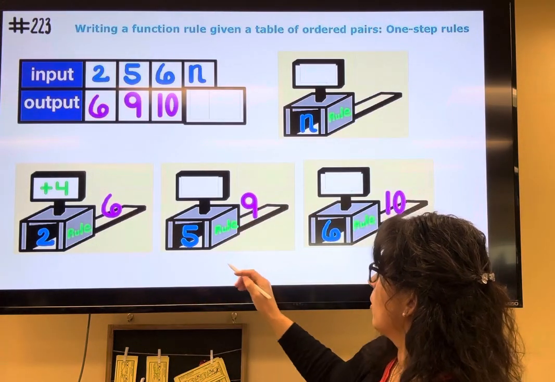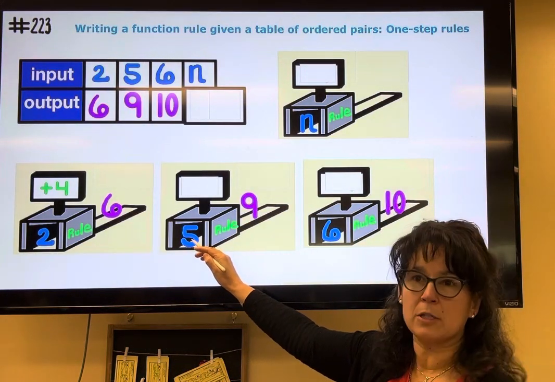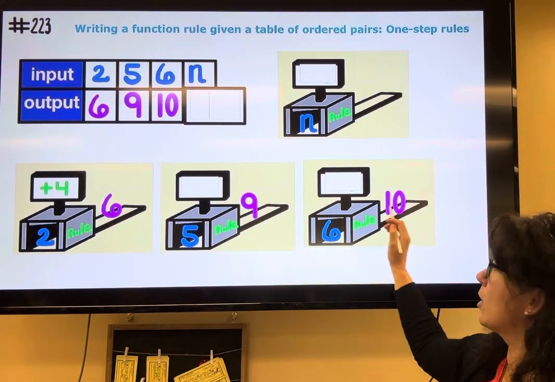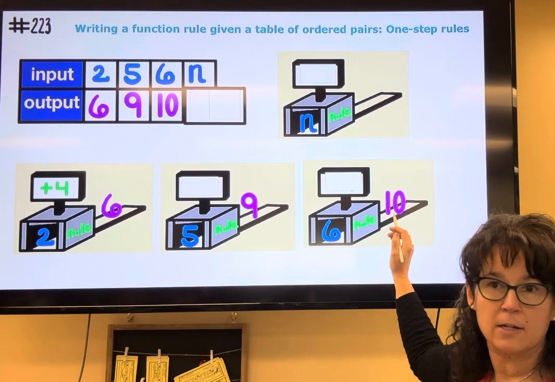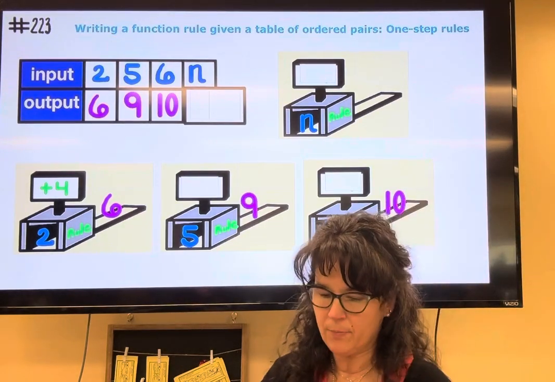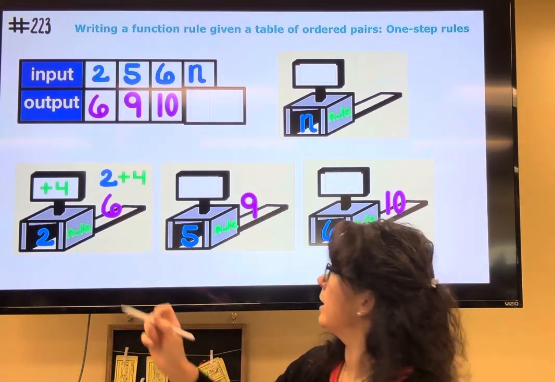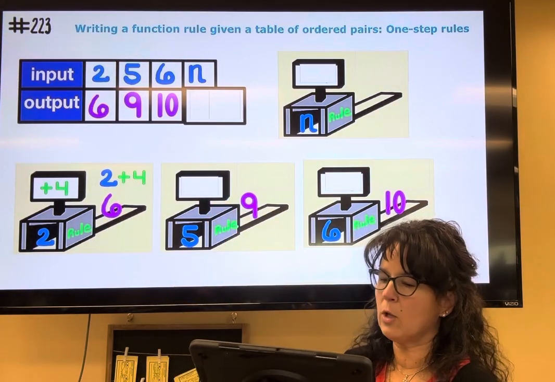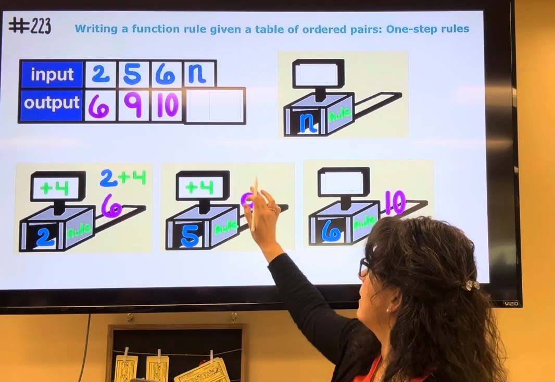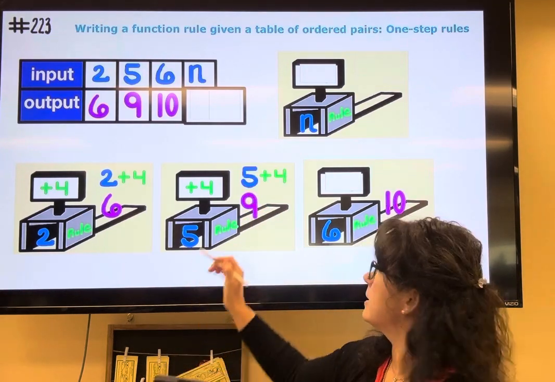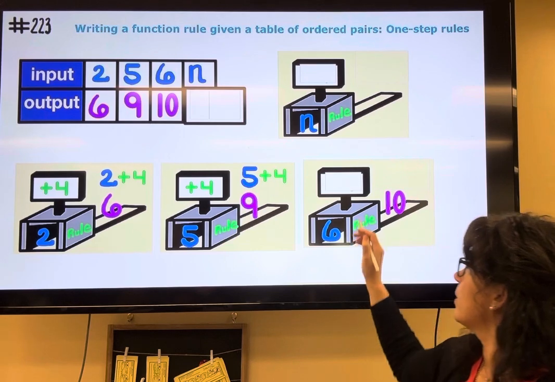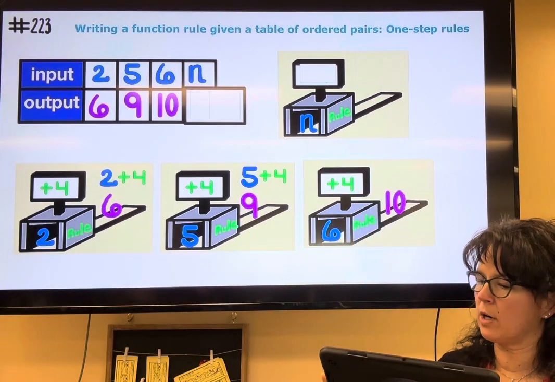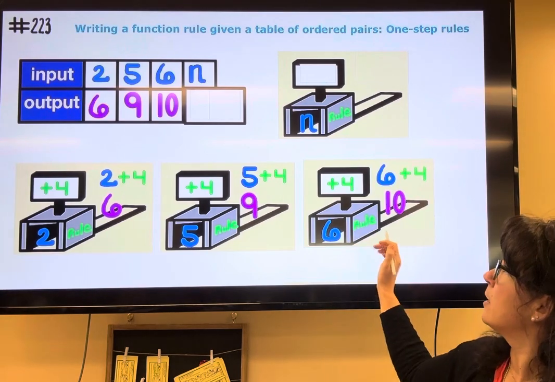If I add 4, let's try that here. 5 plus 4 gets me to 9. 6 plus 4 gets me to 10. So we have found the rule. Each time, this one again was 2 plus 4. If we keep that rule adding 4, then 9 came from taking 5 plus 4, and 6 plus 4 is what got me to 10.